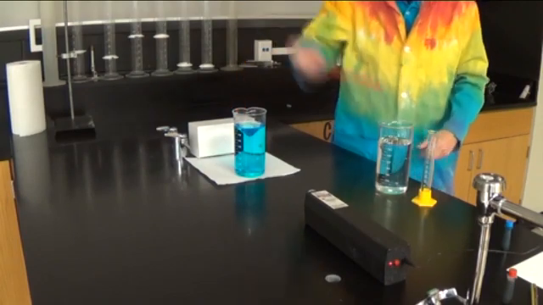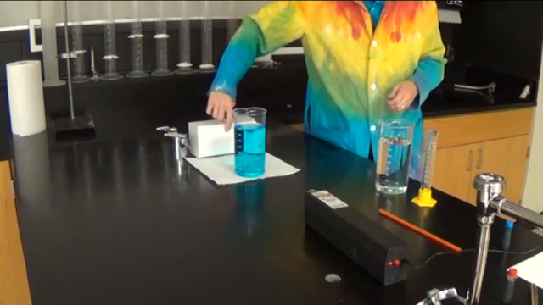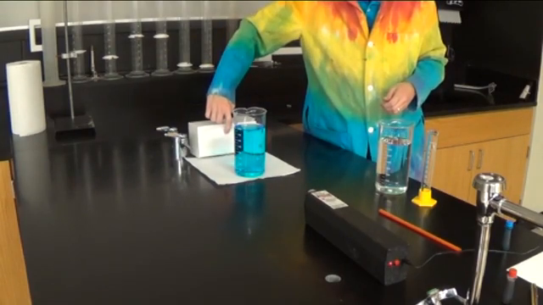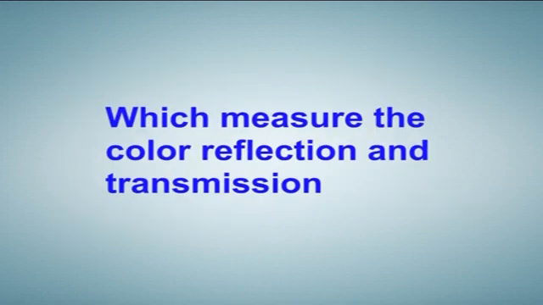A colorimeter is a light sensitive device used for measuring the transmittance and absorbance of light passing through a liquid sample. The device measures the intensity or concentration of the color that develops upon introducing a specific reagent into a solution. There are two types of colorimeters: color densitometer, which measures the density of primary colors, and color photometer, which measures the color reflection and transmission.